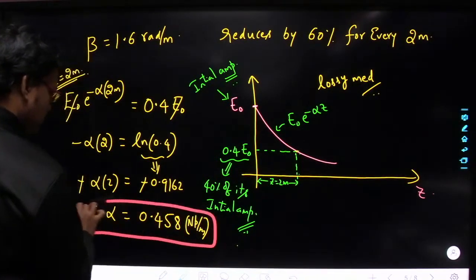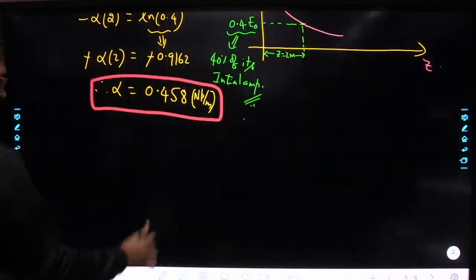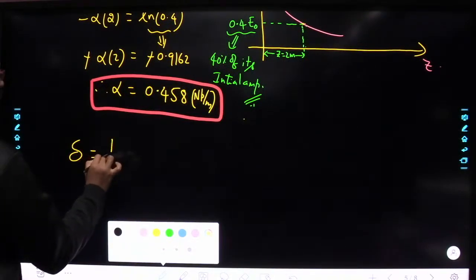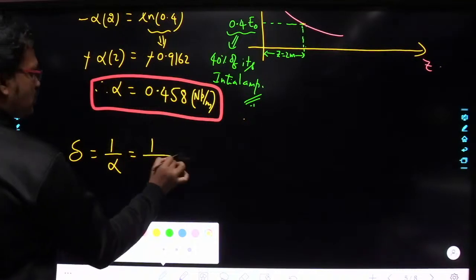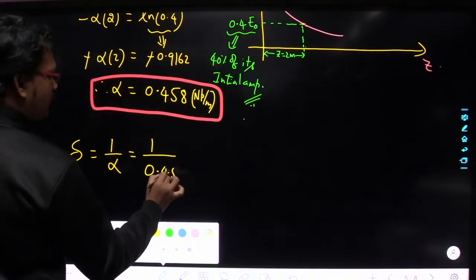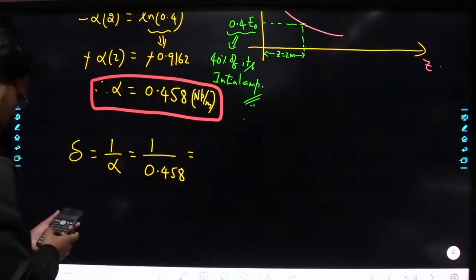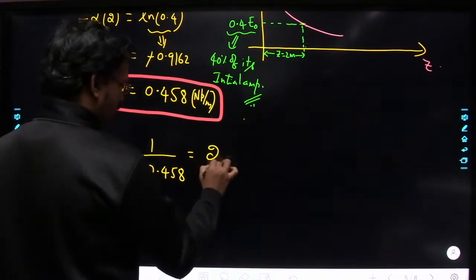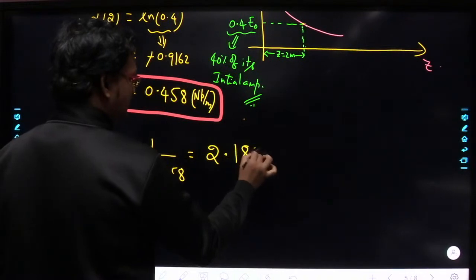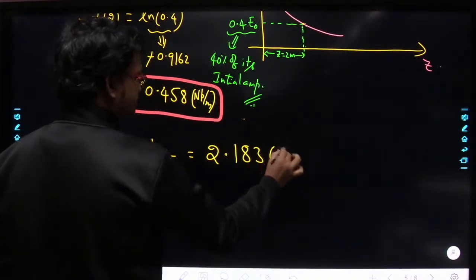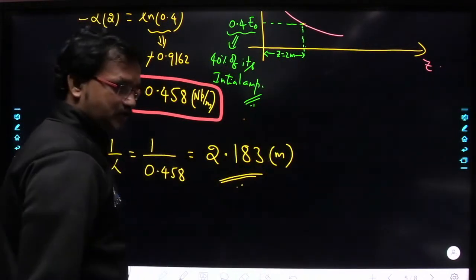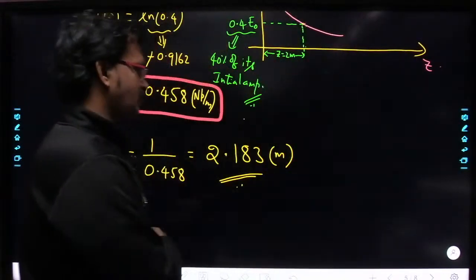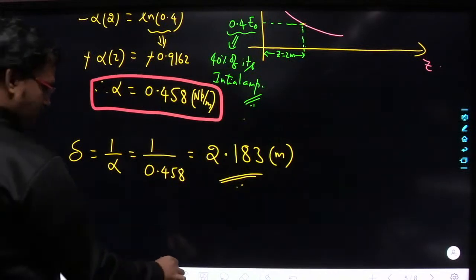And we know that the skin depth delta is equal to 1 by alpha, which is equal to 1 by 0.458. So approximately you will get 2.183 meters. This is the skin depth here, 2.183. Very good, Selvaraj.